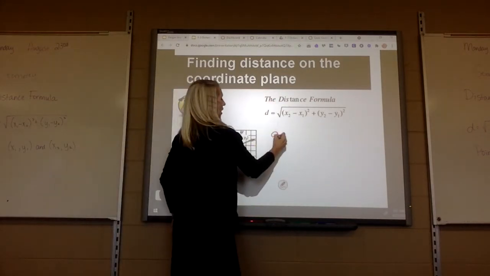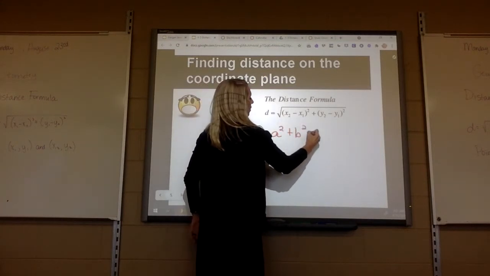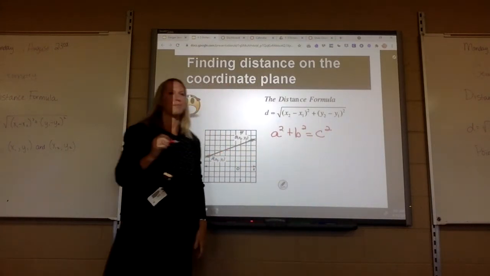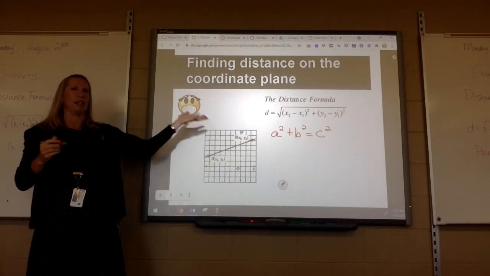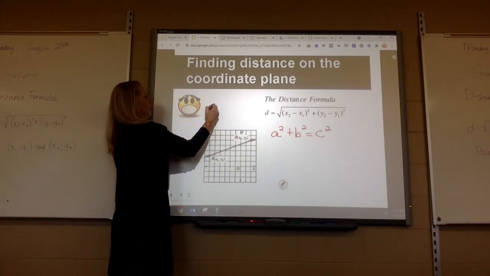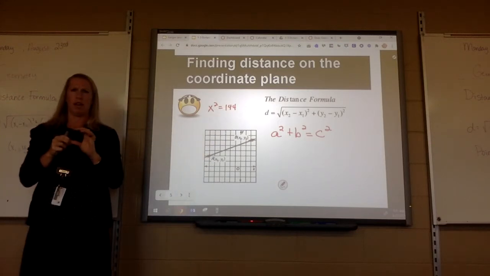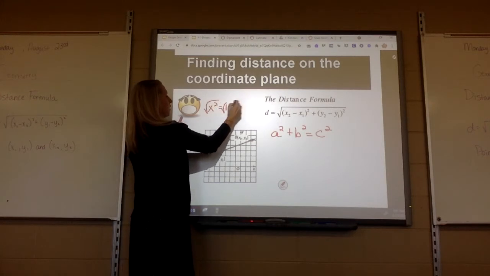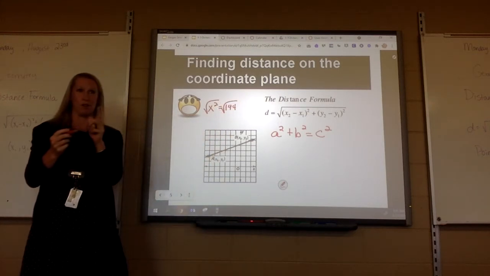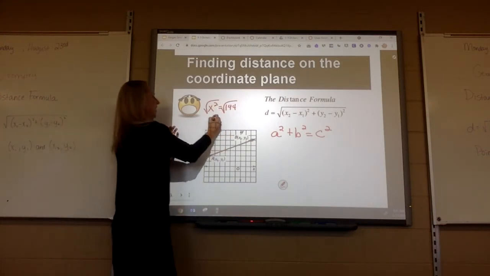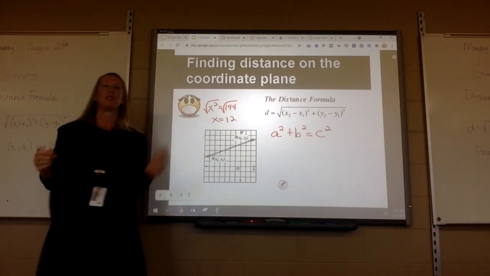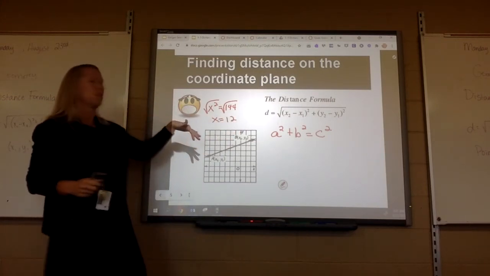So I'm going to show you that. A squared plus B squared equals C squared. What if I had something like X squared equals 144? Do you remember how to solve that? You just find the square root. Does anybody know what the square root of 144 is? 12, yes. Because 12 times 12 is 144.